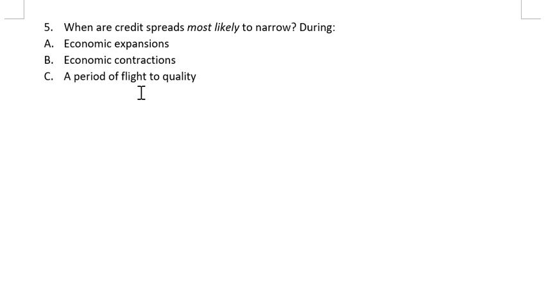Credit spreads narrow during economic expansions and widen during economic contractions. During an economic expansion, corporate revenues and cash flows rise, making it easier for corporations to service their debt, and investors purchase corporates instead of treasuries, thus causing spreads to narrow. A is correct.